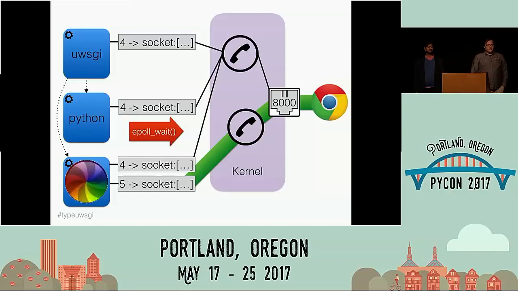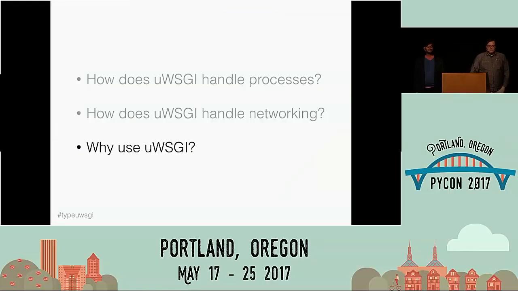And that's pretty much all there is to uWSGI handling networking. There are ports that get bound to sockets, and those sockets handle connections. They are shared between the worker processes, which are always waiting until a new connection comes in, and then calling accept when it's ready.